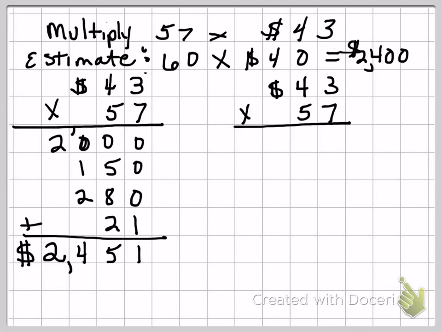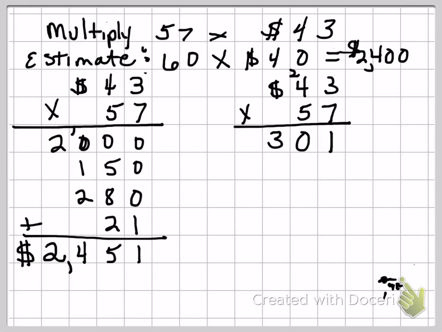All right, let's take a look. In my second method, I'm going to use regrouping. Remember, with regrouping, I'm starting with the lowest place value. So I'm going to multiply 7 times 43 and regroup. 7 times 3 is 21. I'll place down the 1. I'll carry the 2. 7 times 4 is 28 plus 2 is 30.